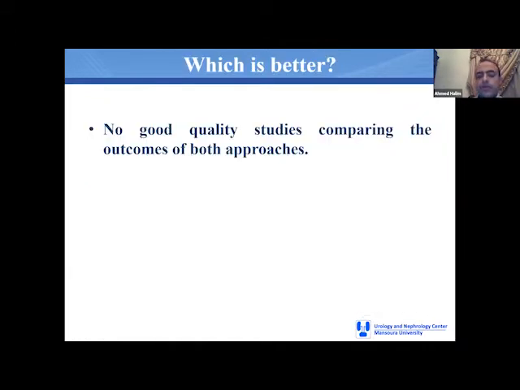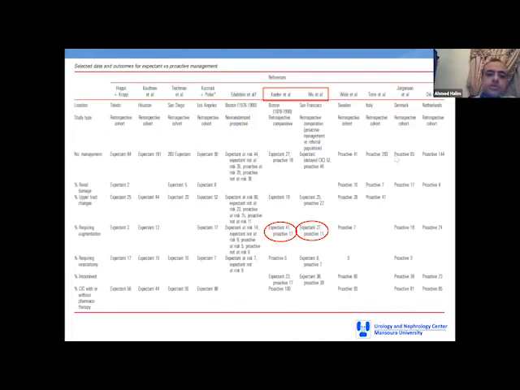There have been no good quality studies comparing both approaches. To my knowledge, there are no randomized controlled studies comparing both approaches. This table shows some of the studies that have applied either the expectant or proactive approach: the studies applying the expectant approach on the left-hand side, those advocating the proactive approach on the right-hand side, and two studies that had a mixture of both approaches.